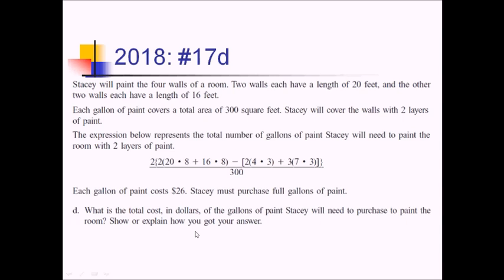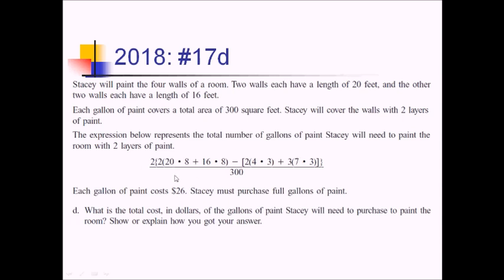All right, so there's a lot going on here. This whole expression is just giving us gallons of paint. When we get that number, whatever it is, we need to multiply that by 26 to find out the actual price of all these gallons of paint. So we're going to do 26 times all of this stuff.